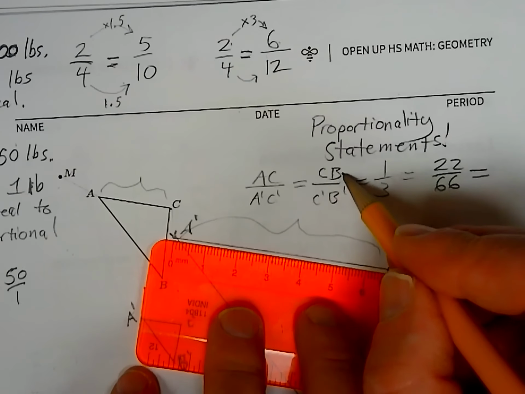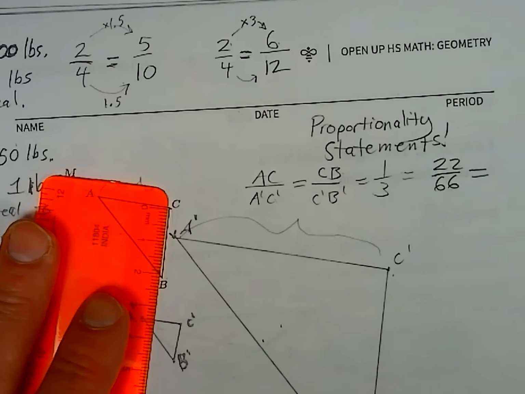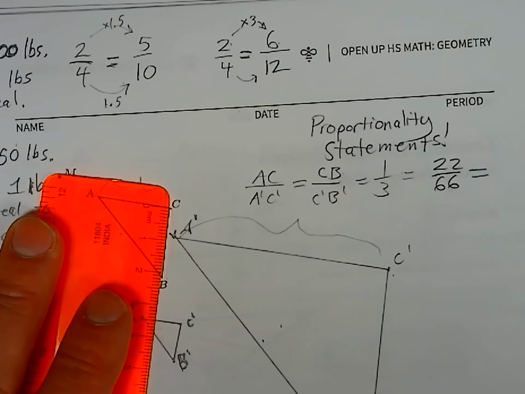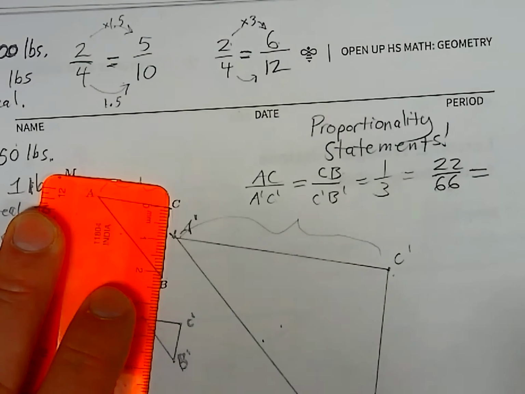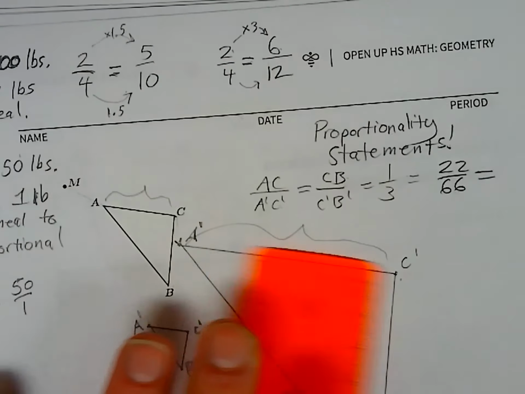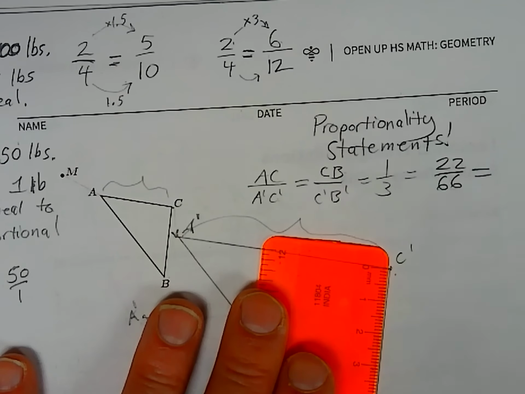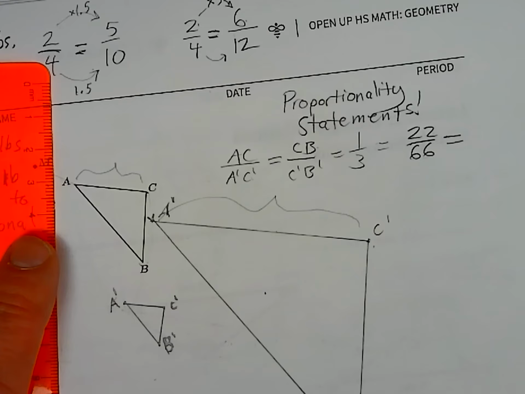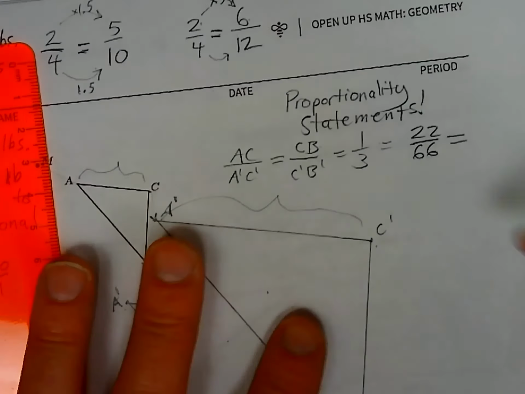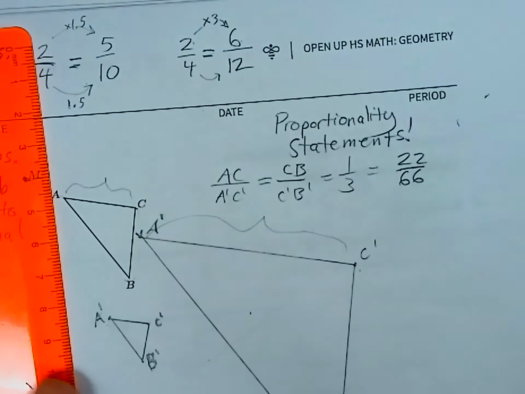But don't forget the other ratio, CB to C prime B prime. Let's make sure that's also 1/3. 21? Huh. Maybe it's also 22. That's really boring if it's also 22. Yeah. I mean, it does look like it's maybe a little bit shorter. Maybe it was 21. 21 to 63 should be. Yeah, that side is close, but I don't want to deal with that.